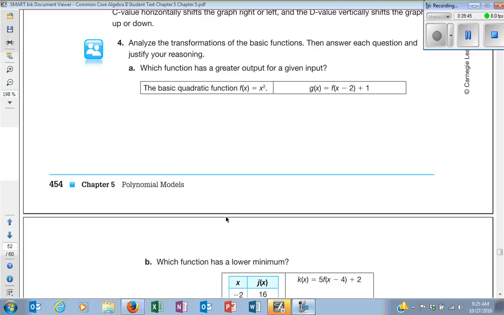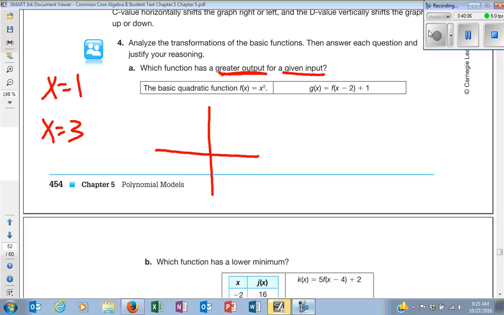Alright, so which one is going to have a greater output for a given input? They're saying, if I give you x at 1, which one has a greater y? Or if I say x at 3, which one still has a bigger y? So they're not telling you the specific one. They're saying always which one is going to have a greater output. So again, let's draw a picture. I know that this is just x squared. I know that it's a parabola like this. Well, this guy is the same thing, except I know I have shifts. This moves it to the right 2 and up 1.